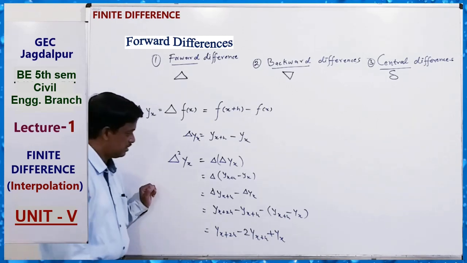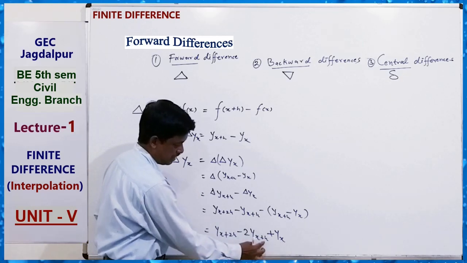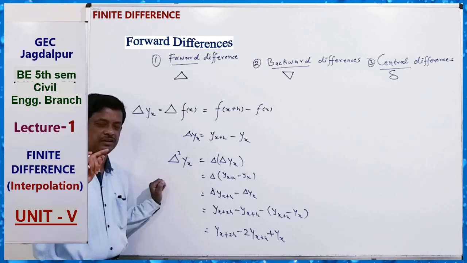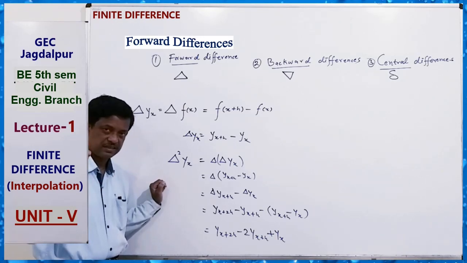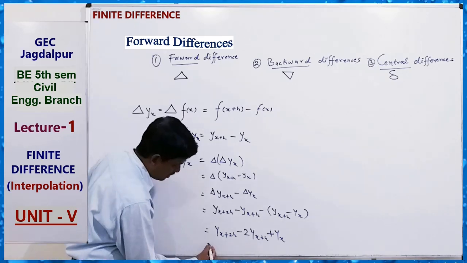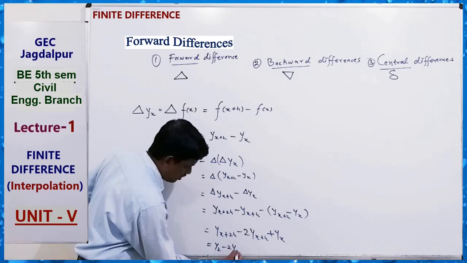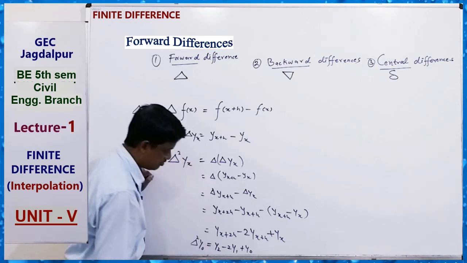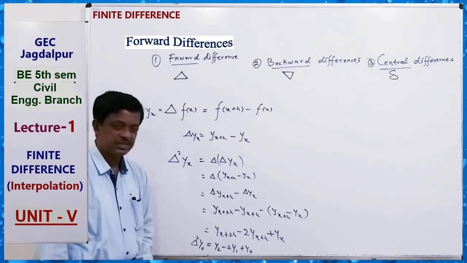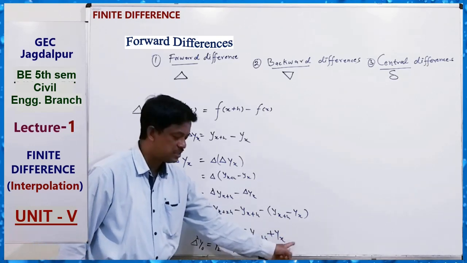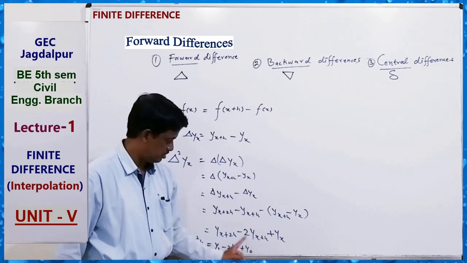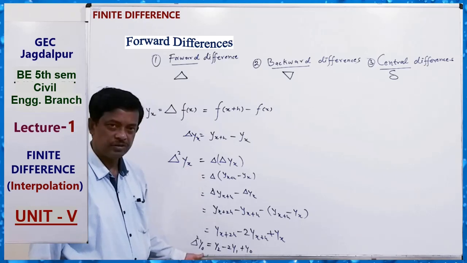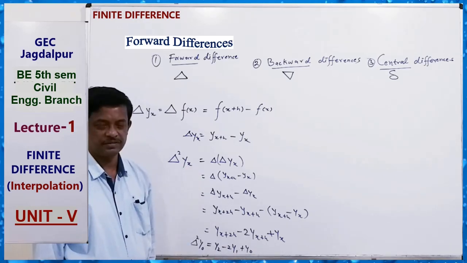If we use the notation where x is counted in steps of h, we can write Δ²y0 = y2 − 2y1 + y0. This is the notation, because y(x) means y at x plus 0 times h, that is y0, then y1, then y2. When x is replaced by 0, Δ²y0 equals this.